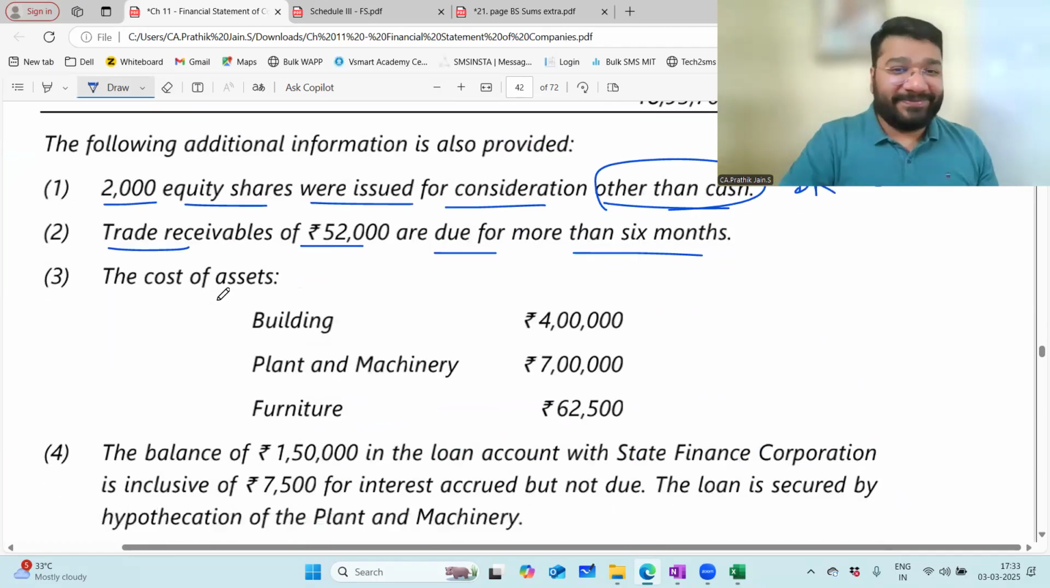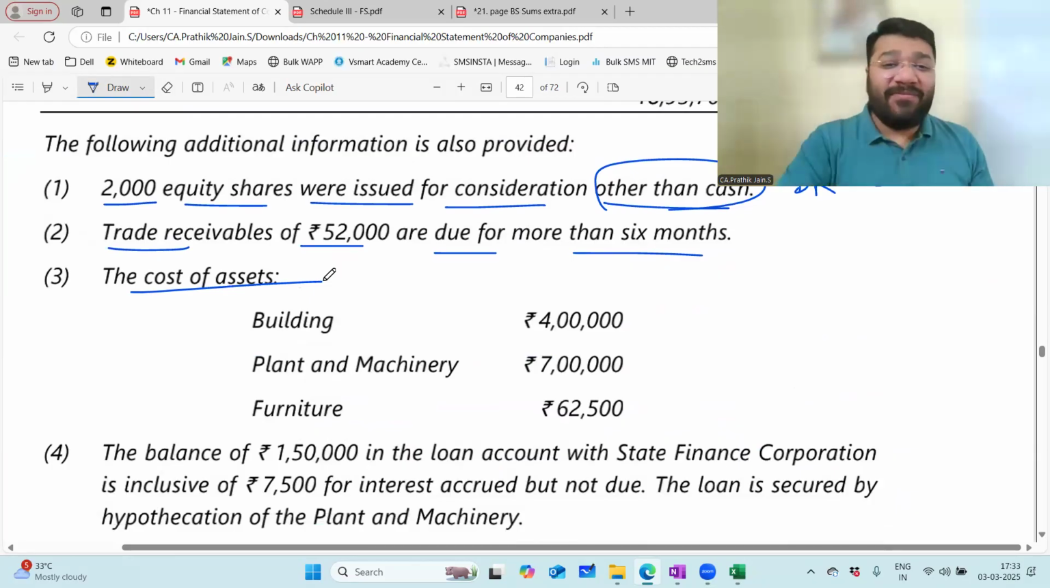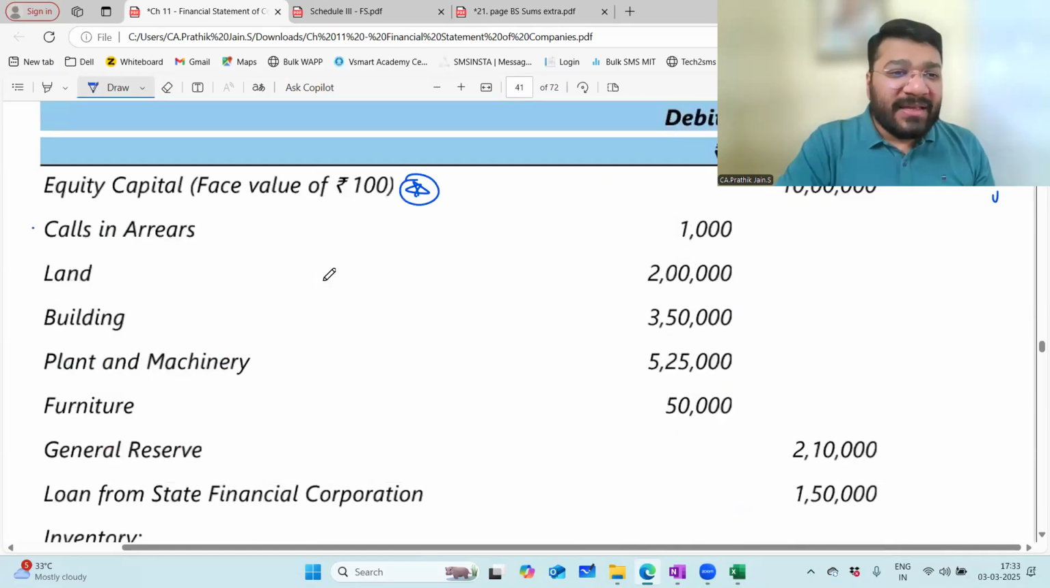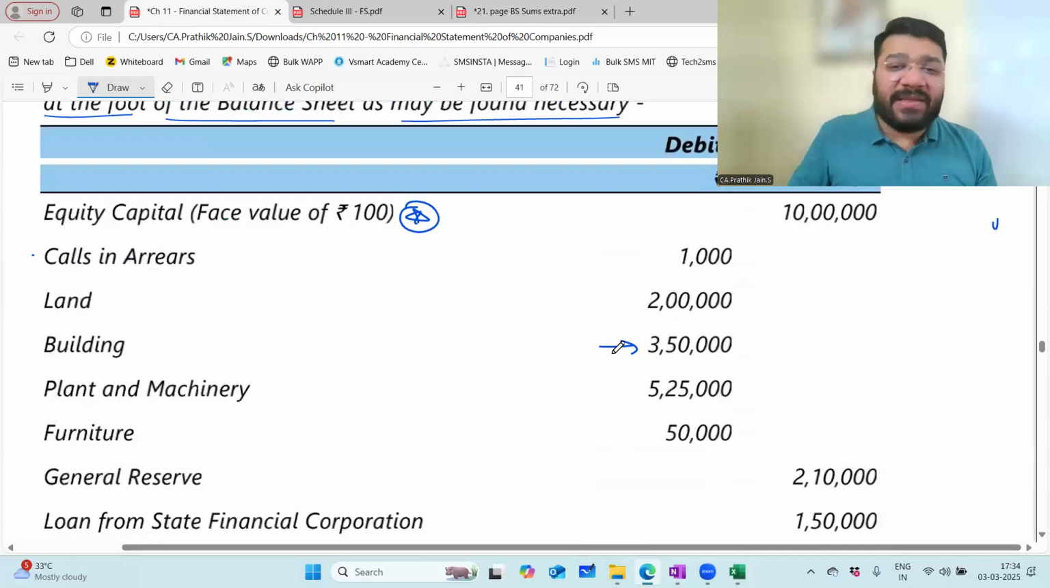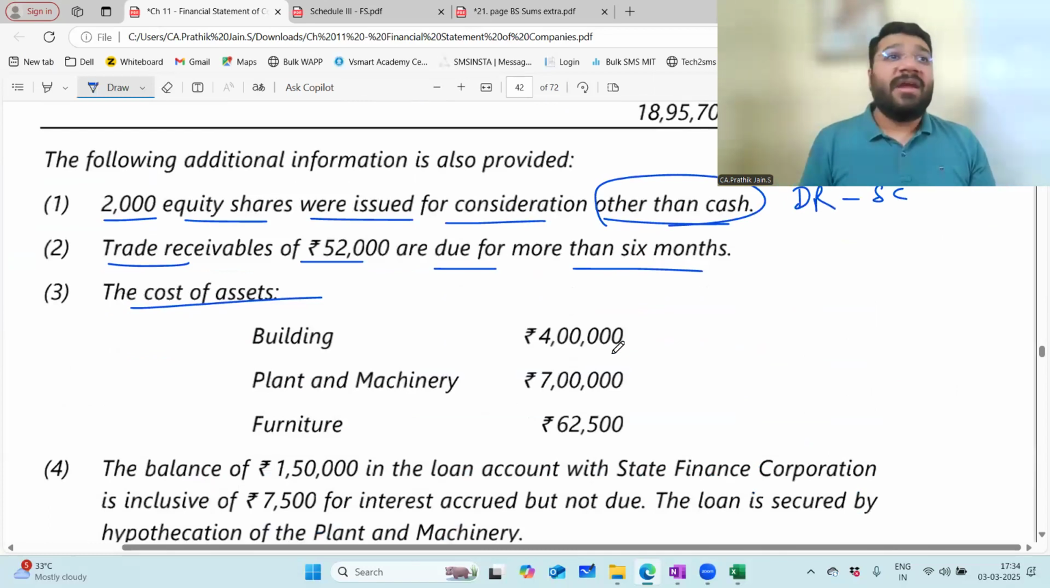Got to be careful. The cost of the asset is given. Building 4 lakh, plant machinery 7 lakh, furniture 62,500. Cost of the asset. Building 4 lakh is given. Here also we saw somewhere building 3,50,000 is given. Building in the trial balance 350. Building outside the trial balance 4 lakh rupees. They're playing in and out with us. One is inside, one is outside. They've just given it, without provision.